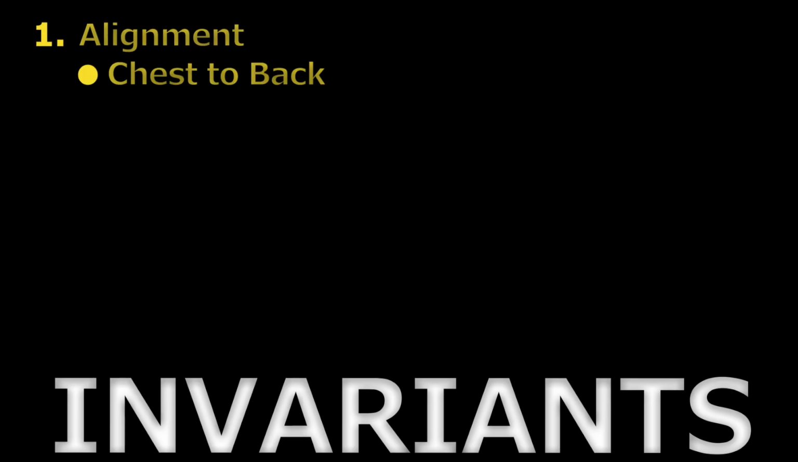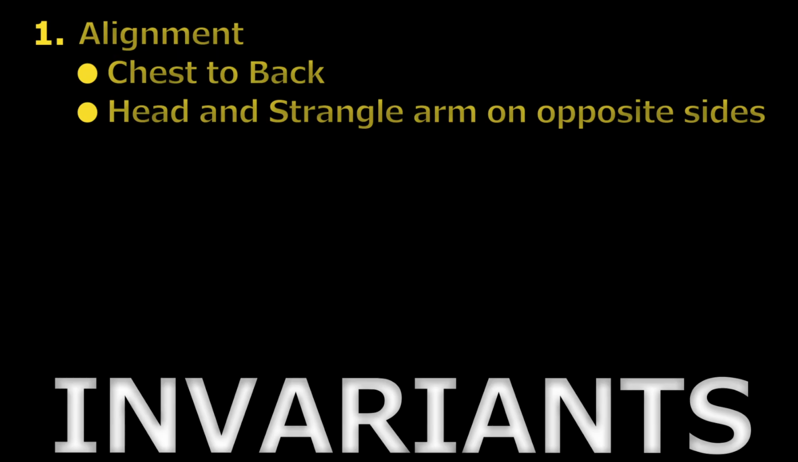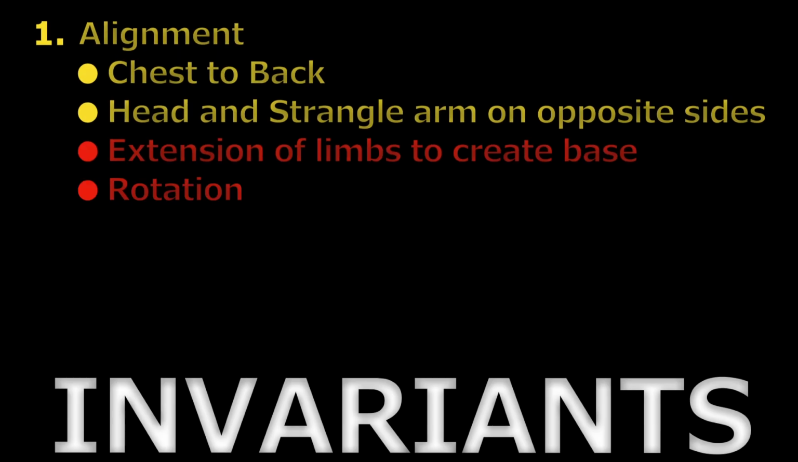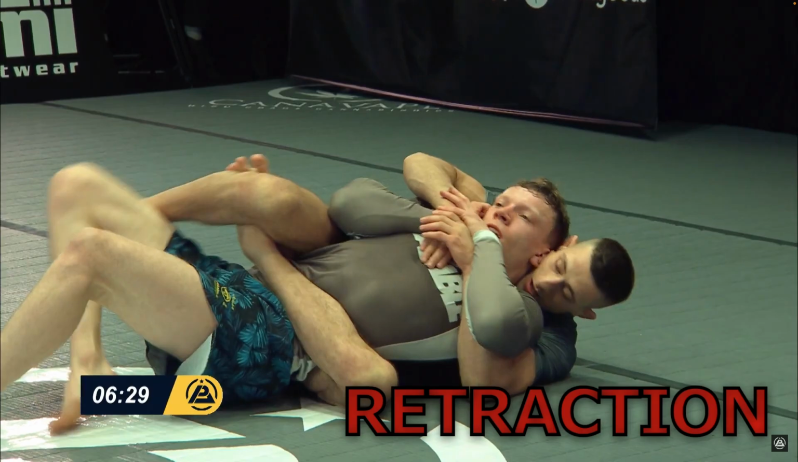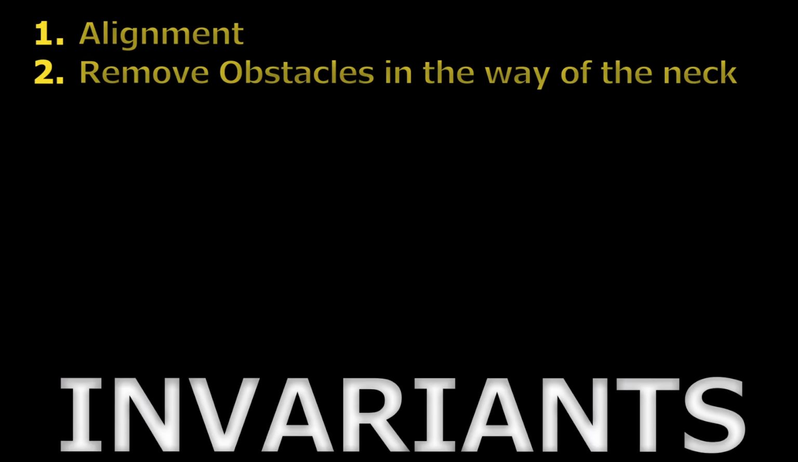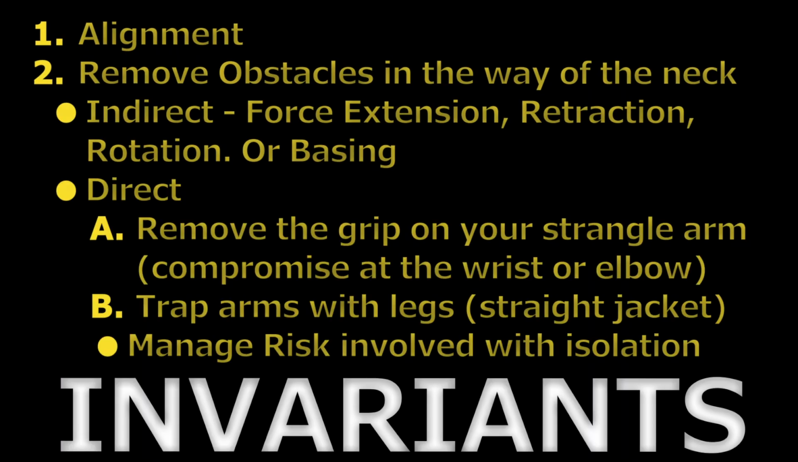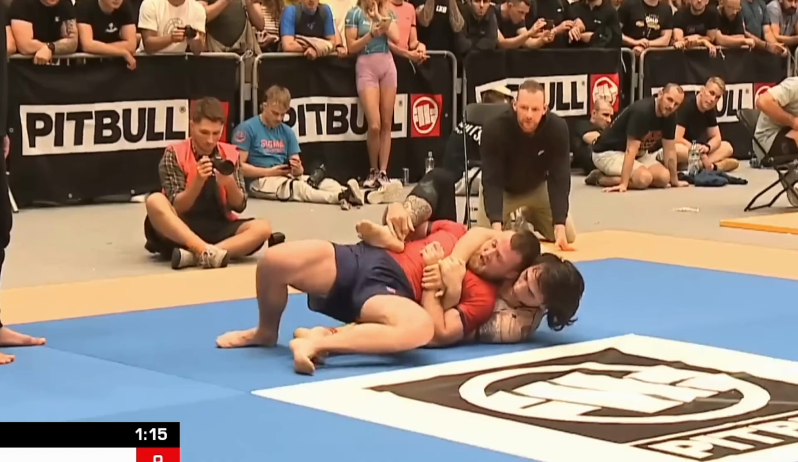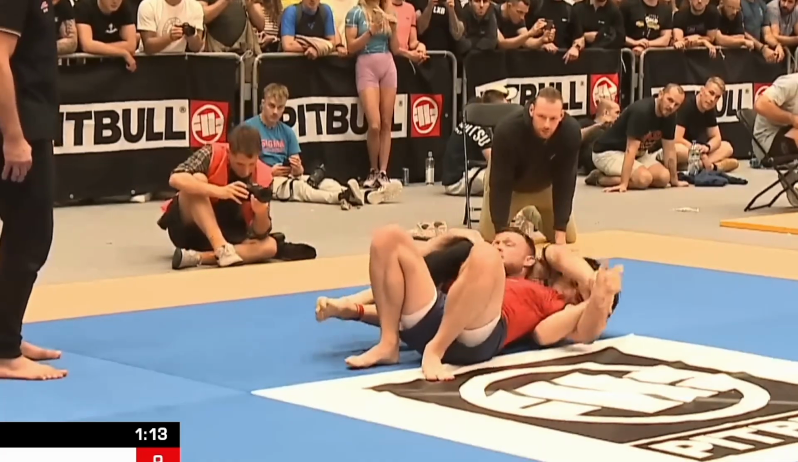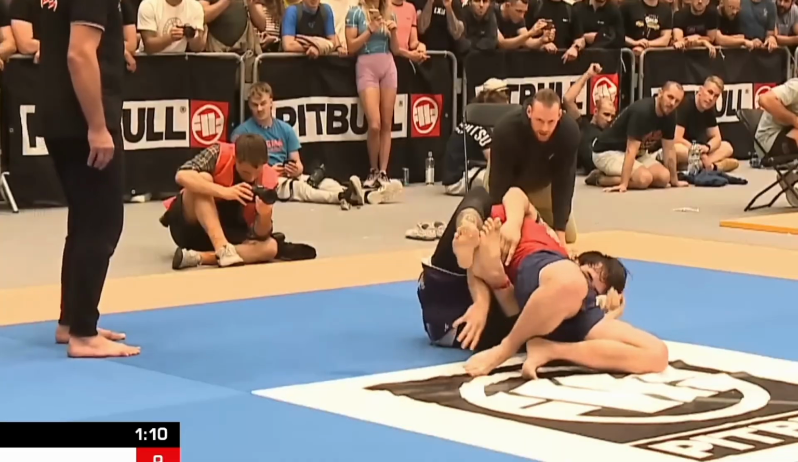So to sum up the invariants of a rear naked choke, we first need to have alignment, with our chest connected to their back and our head and strangle arm on opposite sides. And we need to maintain that alignment as our opponent tries to resist, through extension, basing, rotation, and retraction. And our next goal is to remove the obstacles in the way of the neck. And we have both indirect and direct ways of doing this. And there are certain ways to achieve this that have more risk than others.